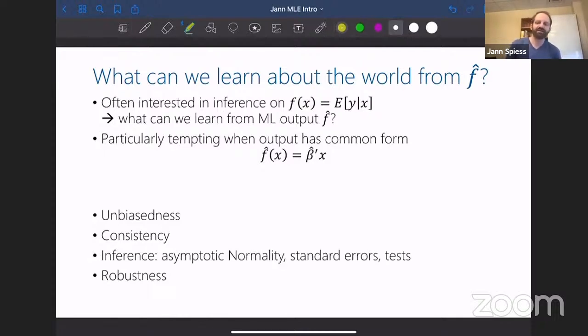However, I'm now going to ask, to which degree does this come with some of the guarantees we are used to from simple parameter estimation? So to which degree does this come with guarantees of unbiasedness, of consistency, meaning that the estimated coefficient in large samples approximates the true coefficient? To which degree can we do inference? So for example, can we show that these coefficients are asymptotically normal? Can we calculate standard errors? Can we test these coefficients? And to which degree is that inference robust to violations of the assumptions about the relationship of y and x that we may embed in our models?